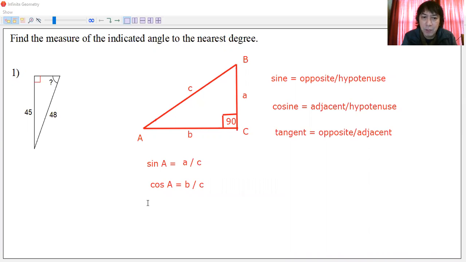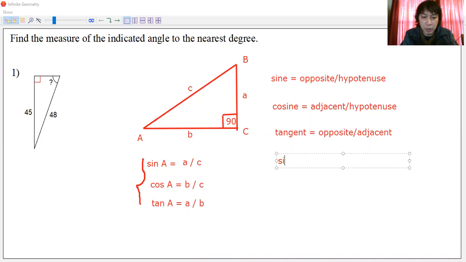Now the tangent of the angle A will be the ratio of the opposite side to the adjacent side. So that is opposite side a over side b, which is the adjacent side. So this is the tangent function of angle A. This is if we're going to consider angle A. Now considering angle B, this time we will have a different orientation.